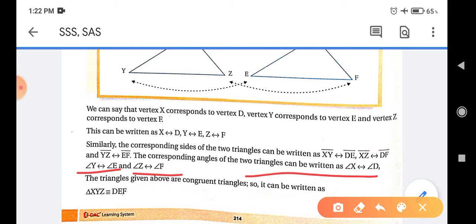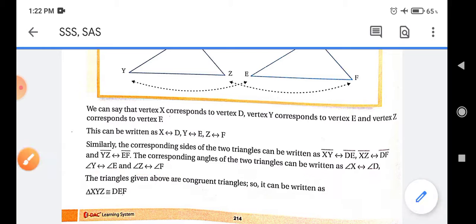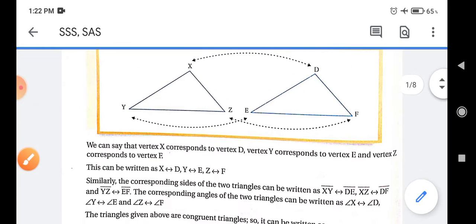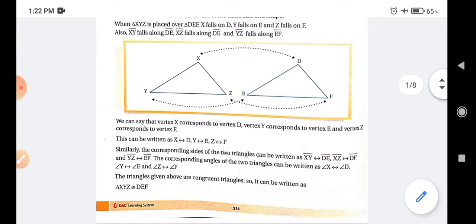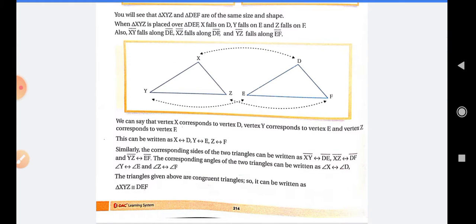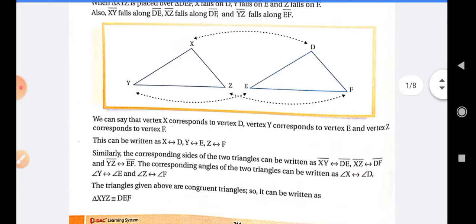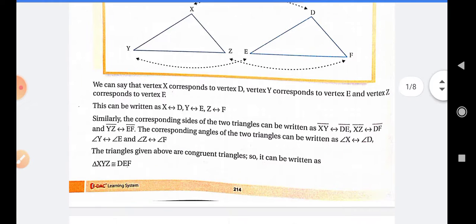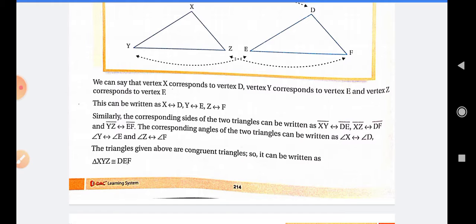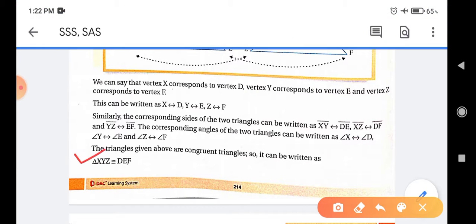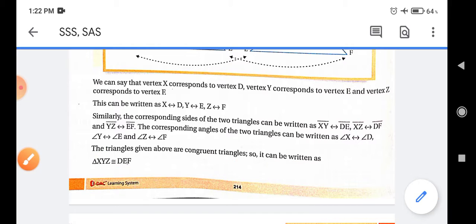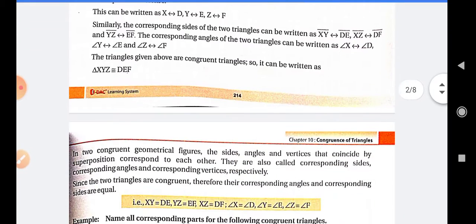We cannot write them alternatively. We have to write them in correct order. So this is the correspondence of vertices, sides and angles. We have to see their order. Only then we can say that these are corresponding to each other. The triangles given above are congruent triangles, so it can be written as triangle XYZ is congruent to triangle DEF. This is the sign of congruency.